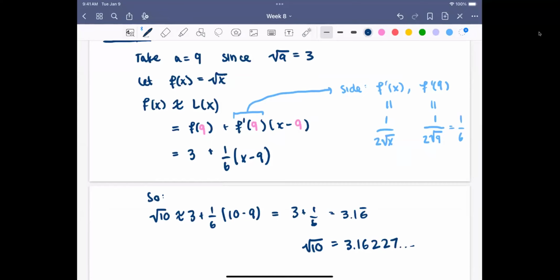Yeah, do you have a question? You're saying you can do it to any number of decimal places that you want? What would that process be?